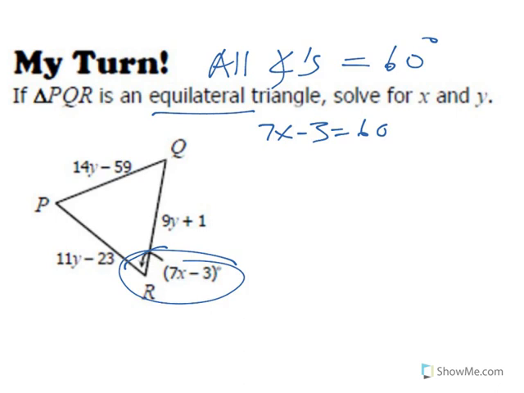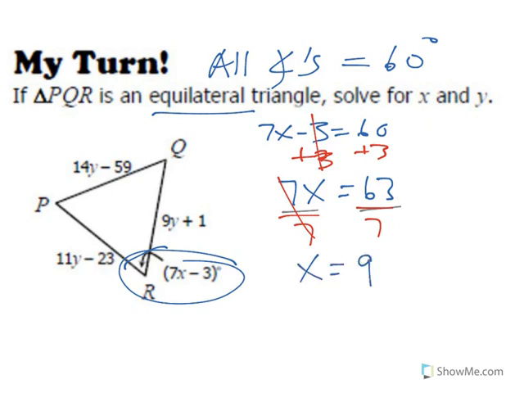So 7x minus 3, I would add 3 to both sides. Okay, I'm left with 7x equals 63. Divide both sides by 7. And x equals 9. So we've solved for x.